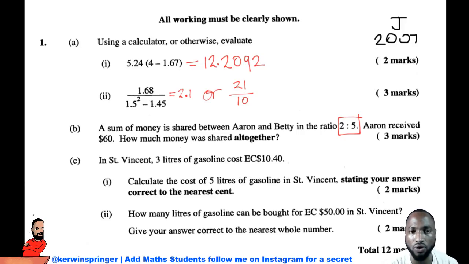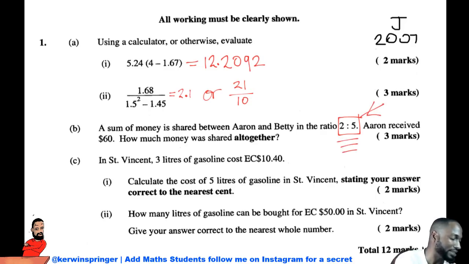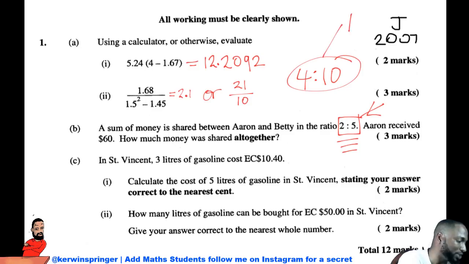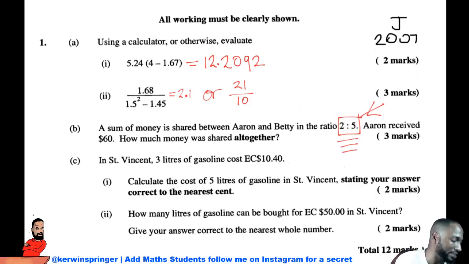So what's the idea for part B? How do you do a ratio question? The number one thing you want to do in a ratio question is find out the total. So you need to add up the sum of these parts. Like if this was 4 to 10, you want to add up that, and it means you must share 14 parts. This is the kind of work you'll see in the exam. So we have 2, 5. You need to add up the 2 and 5 and you'll get 7 parts.